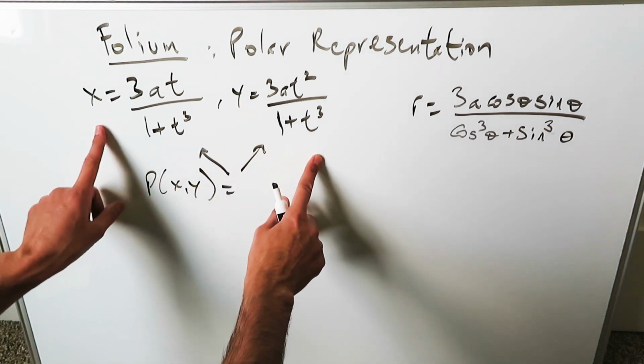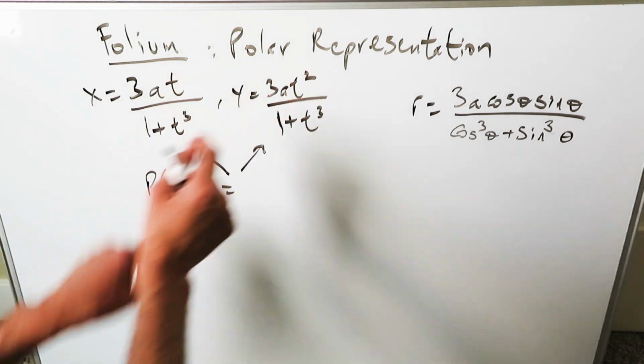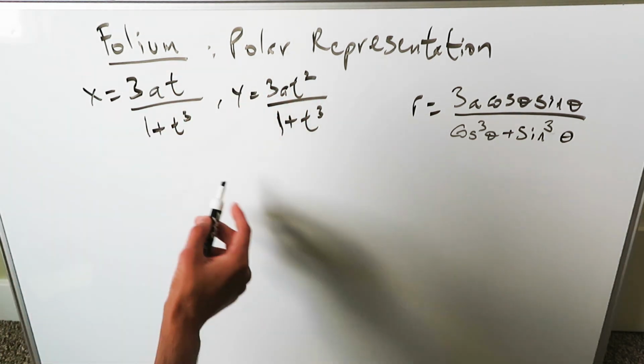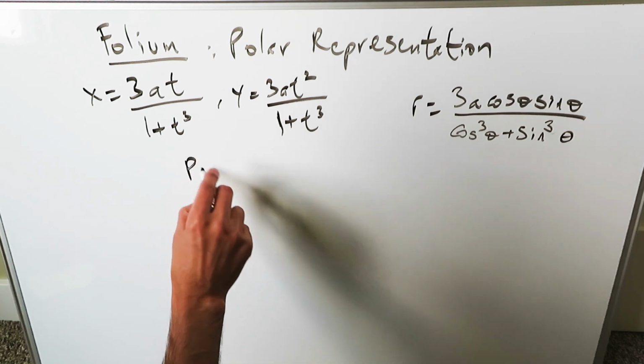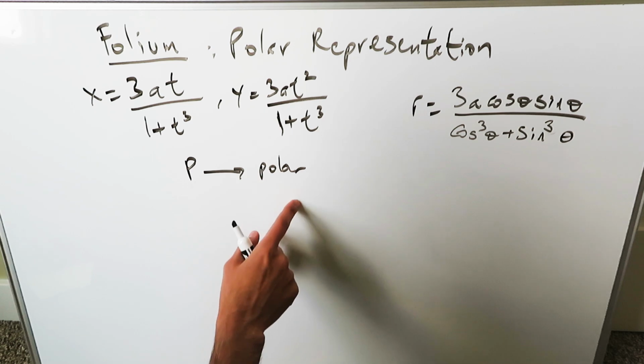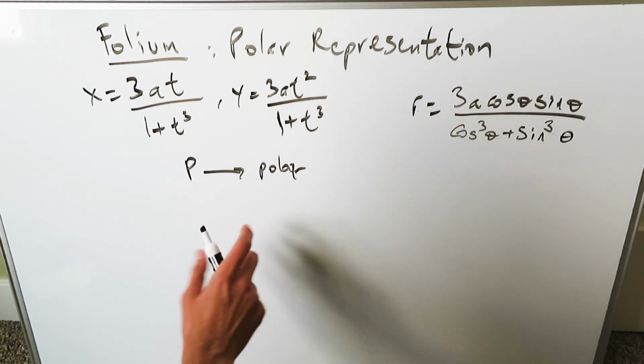The only difference between these two is here you have a t to the power of 1, here you have a t squared. But these are the parametric equations, and this is what you would use. What do you do with these parametric equations? If you have parametric equations, you want to convert them into a polar form. You can do it by means of two different items.